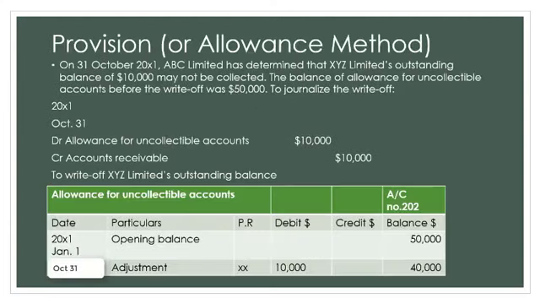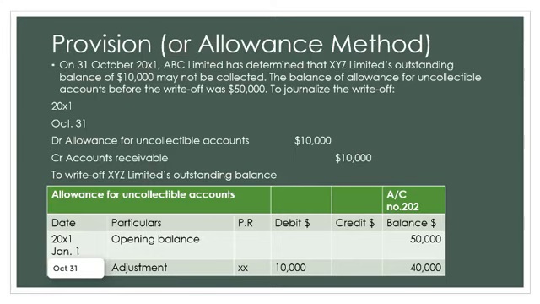Okay, for provision, this is an example: 31st October 20X1, ABC Limited has determined that XYZ Limited's outstanding balance of $10,000 may not be collected. They have a balance of allowance for uncollectible accounts before the write-off of $50,000. So in journalizing it, you have to debit the allowance account and then credit accounts receivable.